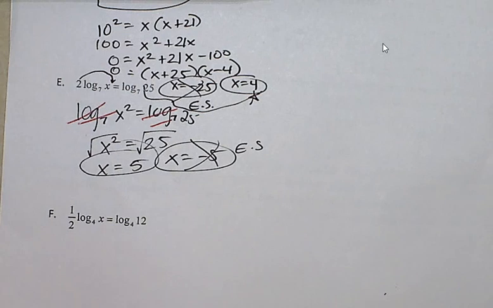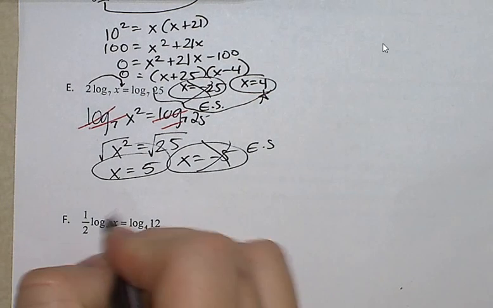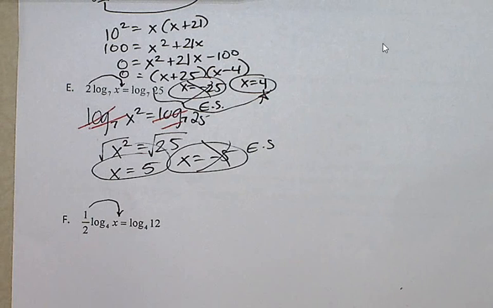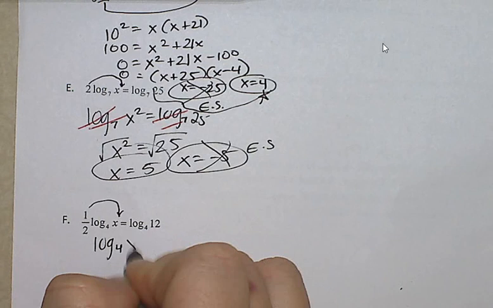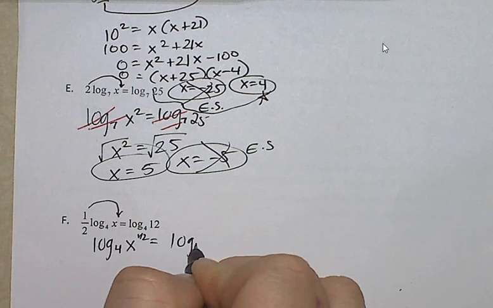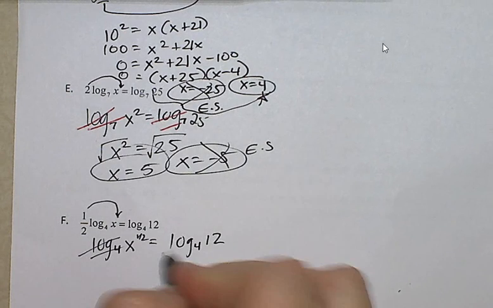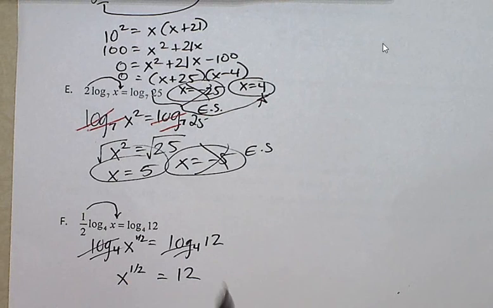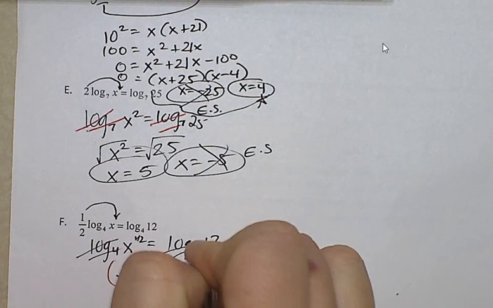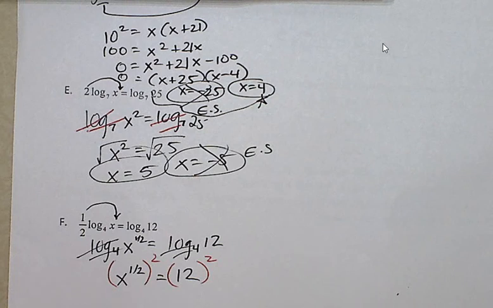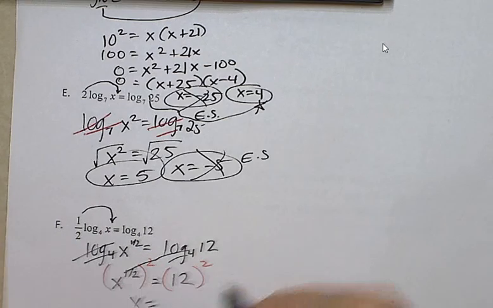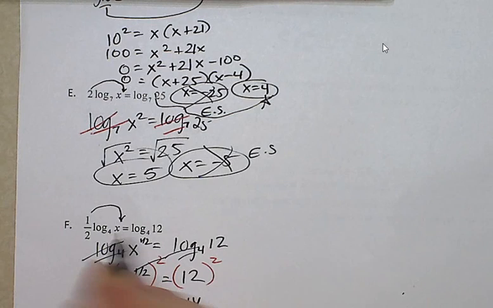And our final problem, F. Again, please draw an arrow. So the 1/2 becomes an exponent on the x. We have log base 4 on both sides, so I get to cancel them out. Now, what do I raise both sides to so I can eliminate the 1/2? Raise it to the reciprocal, which is a 2, or a square. Remember, when it eliminates, really it turns into a 1. Okay, so 12 squared is 144. I check it, and it works. That's our answer.